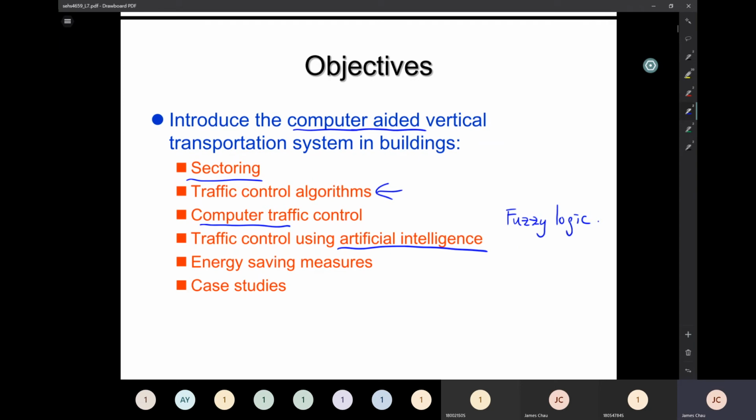And after that, we talk about the energy saving methods. And finally, we have some case studies on the gondola system and also the material passing system. Okay. Now, in any case, if you have any problem, you can stop me by raising your question in the chat room or even speak to me.